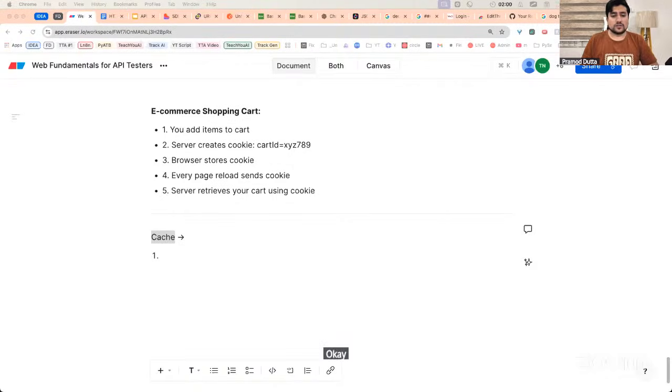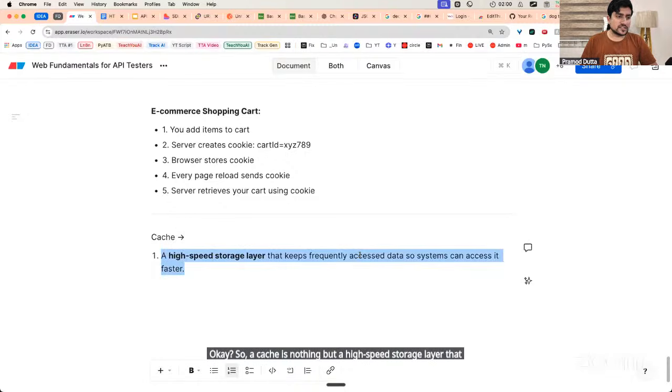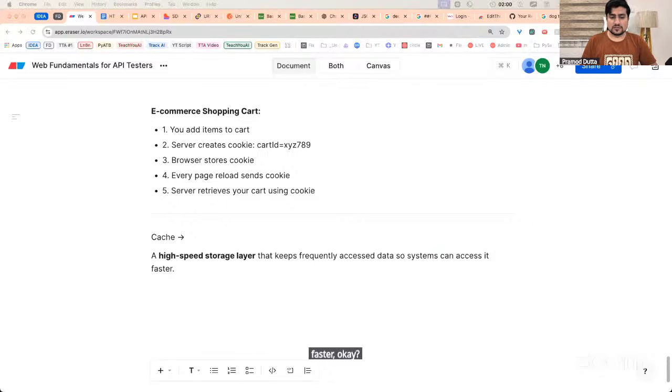So a cache is nothing but a high speed storage layer that keeps frequently accessed data so that it can be accessed faster. Okay, clear with this point?